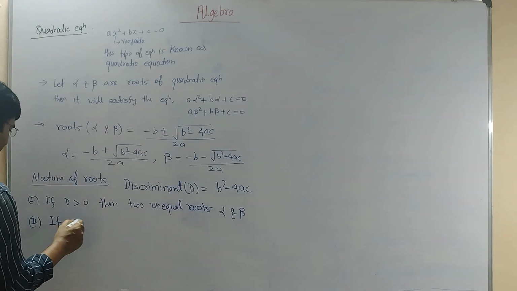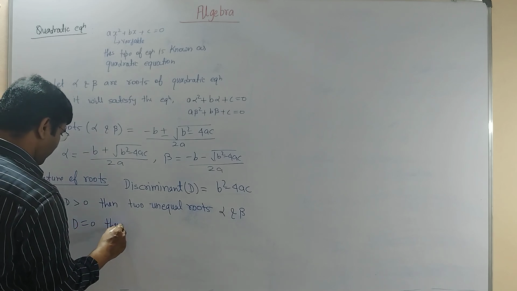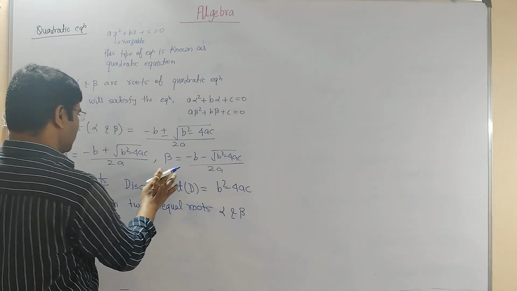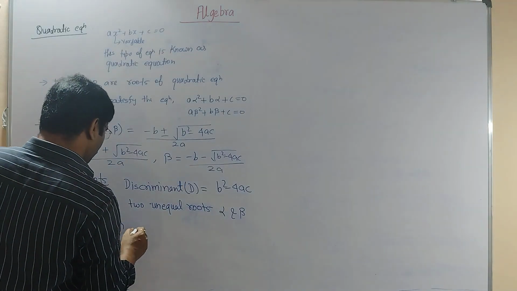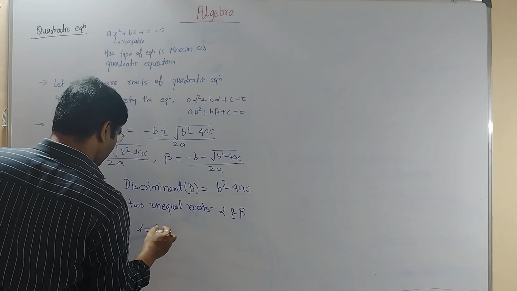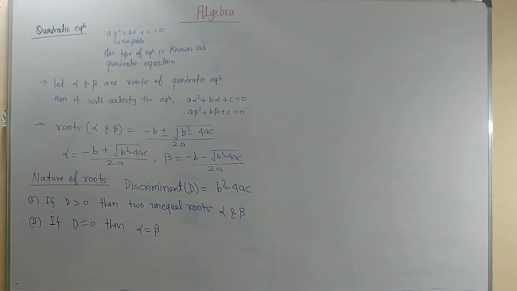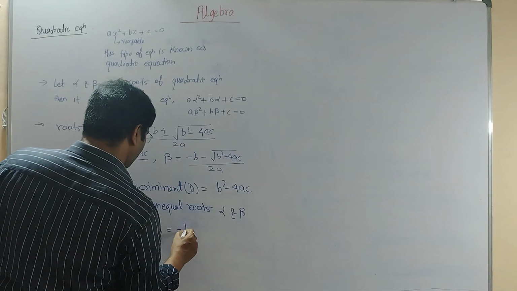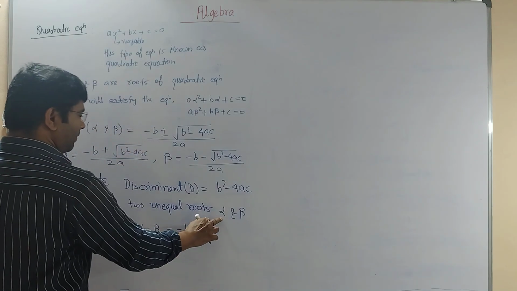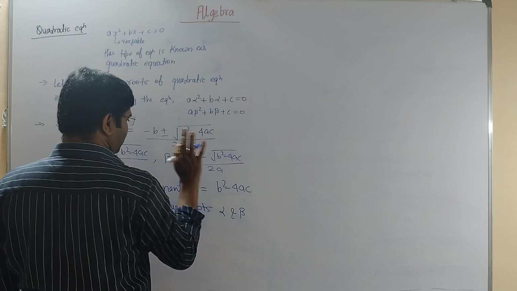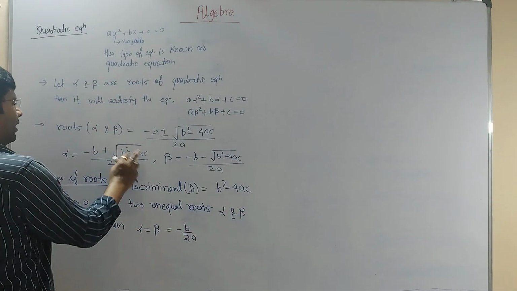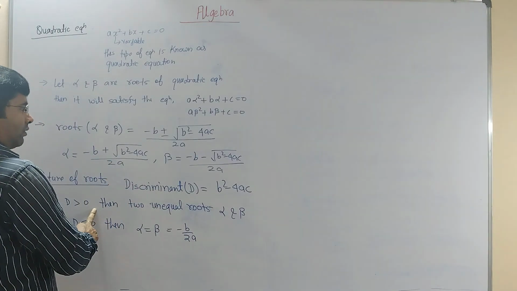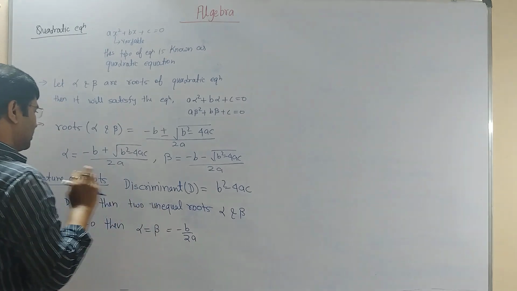If D equal to 0, then we will get a common root. Common root means alpha and beta are both equal, so we get only one root, because the square root part is 0. The value will be minus b upon 2a, and alpha and beta will both be this much. If D is greater than 0, this value will be positive and we get two different values.